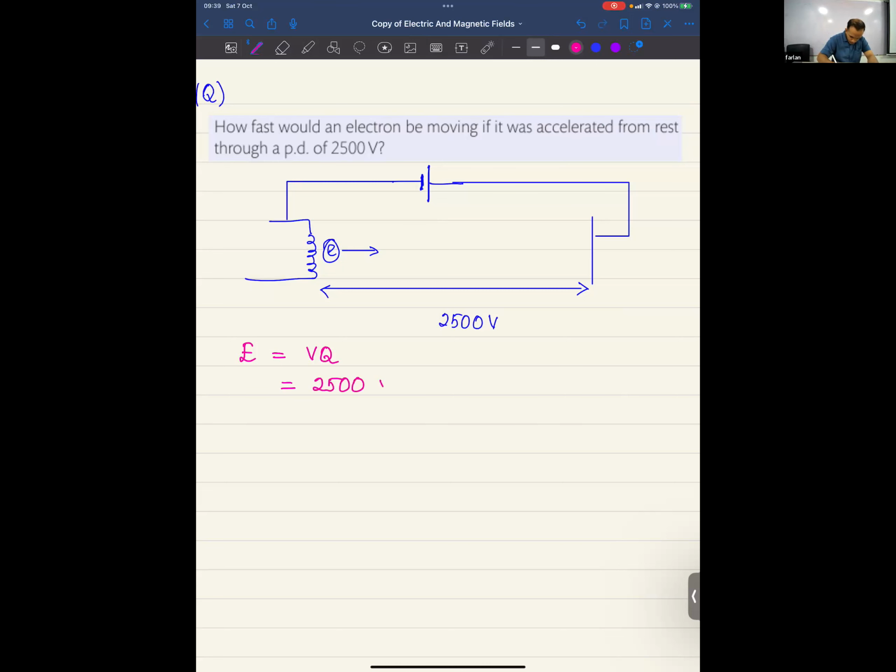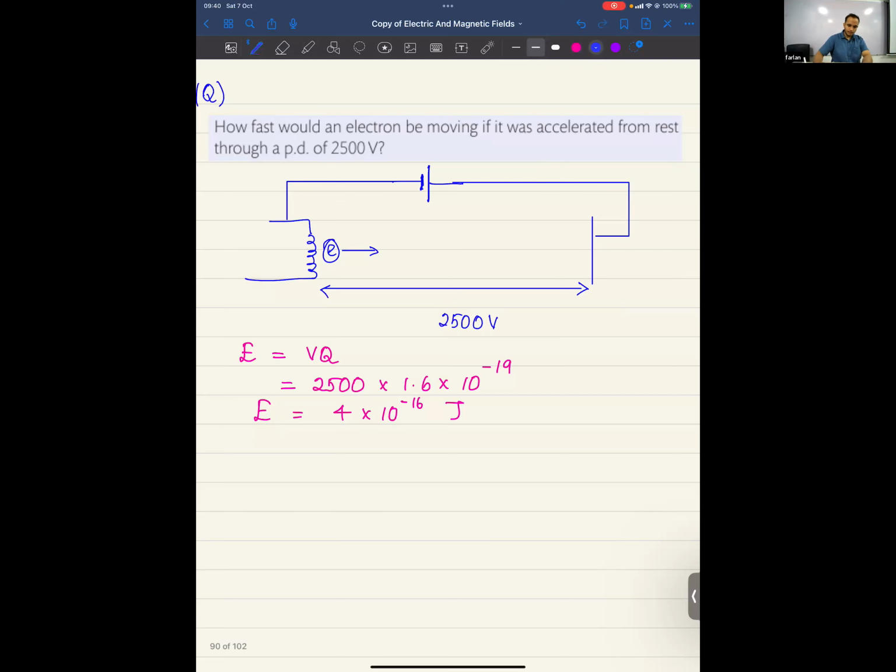The charge of an electron is 1.6 into 10 to the power minus 19 coulombs. 2500 into 1.6 into 10 to the power minus 19 is 4 into 10 to the power minus 16 joules. This is the energy the electron will be gaining. That is the work done by the electric field.